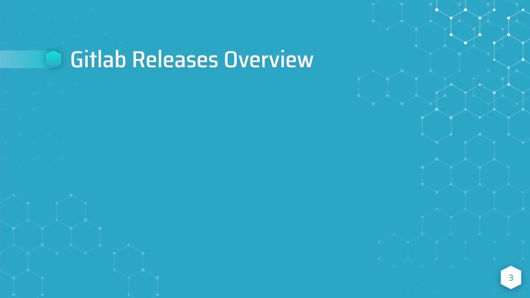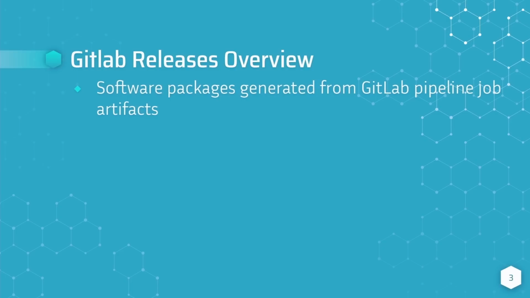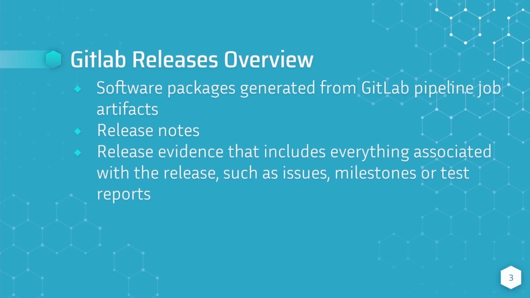A software release in a GitLab project may include the following: generic software packages generated from GitLab Pipeline job artifacts, such as platform-specific binaries. Release notes. Release evidence that includes everything associated with the release, such as issues, milestones, or test reports. And by default, a snapshot of the GitLab project's source code.